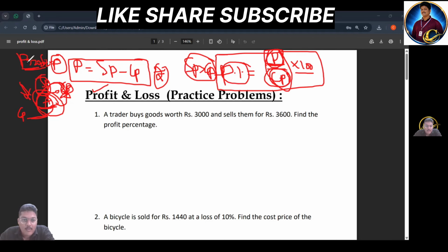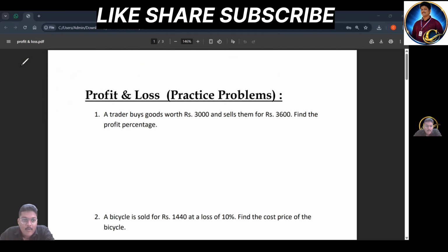Now we will go to loss. Loss is denoted by capital L. One scenario: A is shopkeeper and B is customer. Consider he is buying from an external source, that is CP. He is selling to B, that is SP.